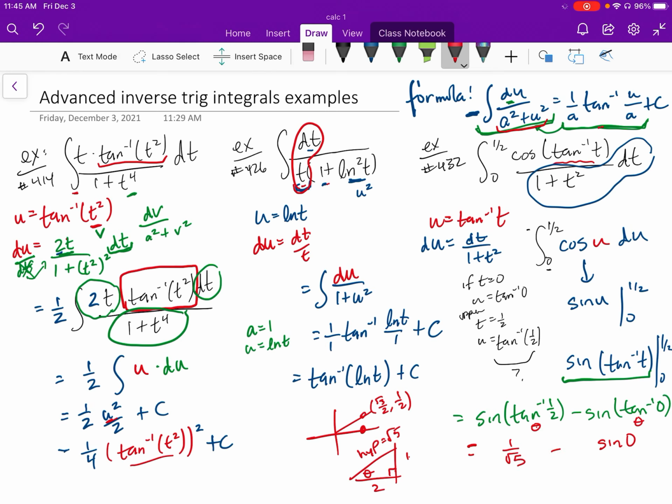And sine of 0 we know is 0 because sine is the y value. So therefore, we get 1 over root 5, or multiply by the conjugate to simplify. I'm going to leave it at that. Looks good enough to me. Notice if you had changed your bounds, you would have done this step here anyways, and then we still would have this result.